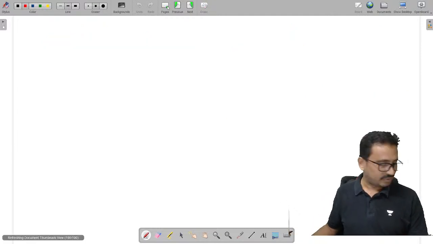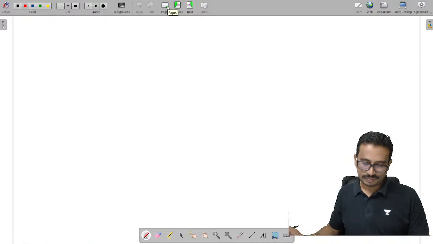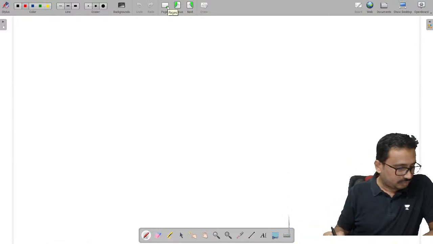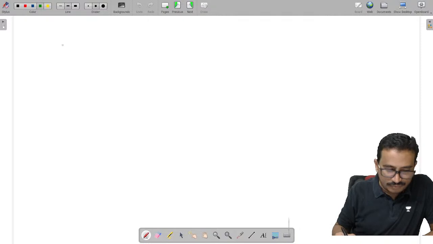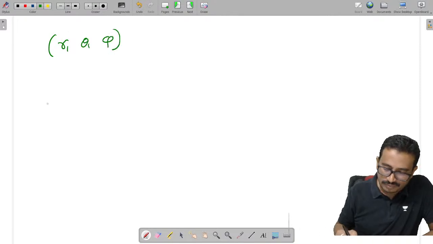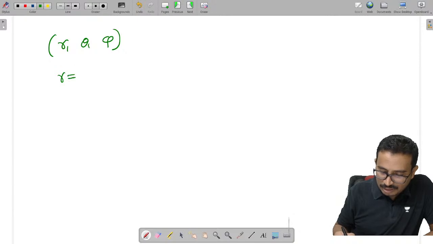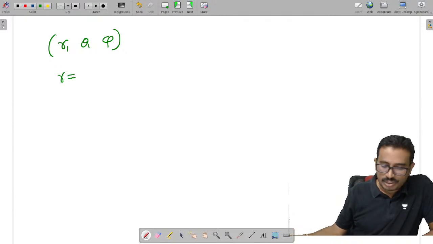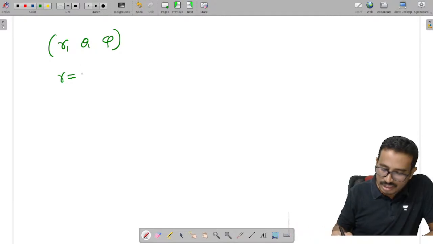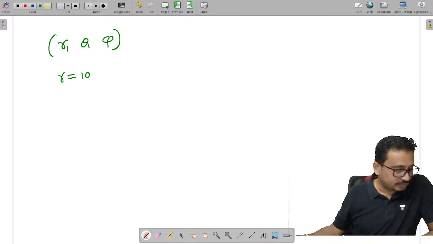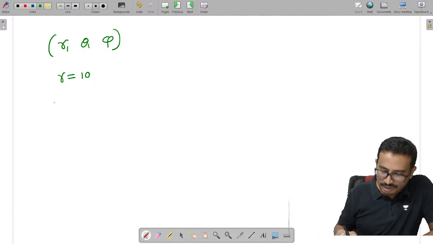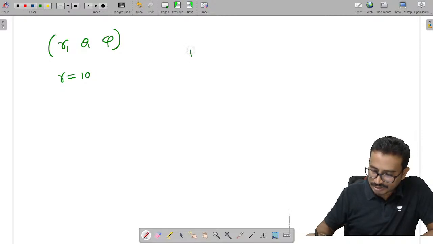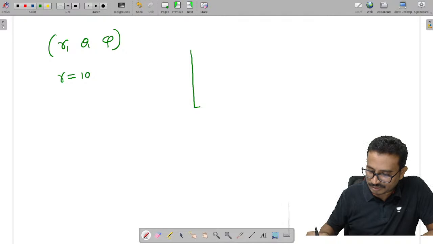Fine. Let's have a discussion then. Now look at this, all of you. As we have seen in the spherical system, the elements are r, theta, phi. And we don't have any problem for r. Let us simply consider r equal to some value, say 10. Next, you tell me how this axis works. Look carefully here.